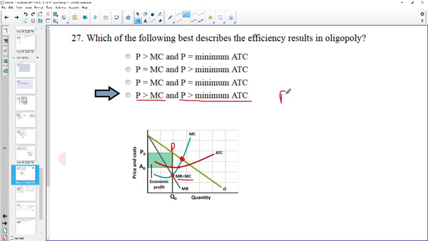Remember, in pure competition, in the long run equilibrium, price equals marginal cost equals the minimum average total cost, a long run equilibrium process.